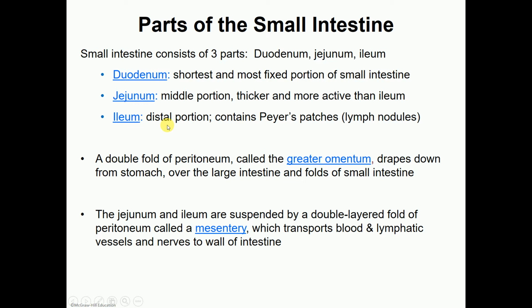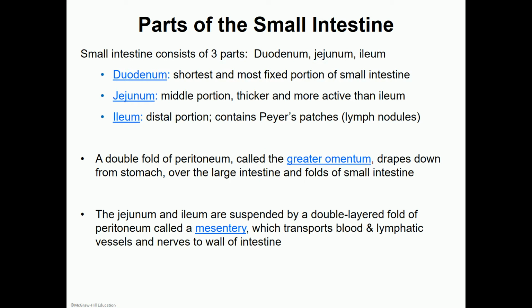This is the part that will connect to the large intestine, and it contains lots of Peyer's patches, and those are lots of lymphatic tissue or lymph nodules that again are going to try to pick up any form of pathogens that might be entering the body through our food or drinks.